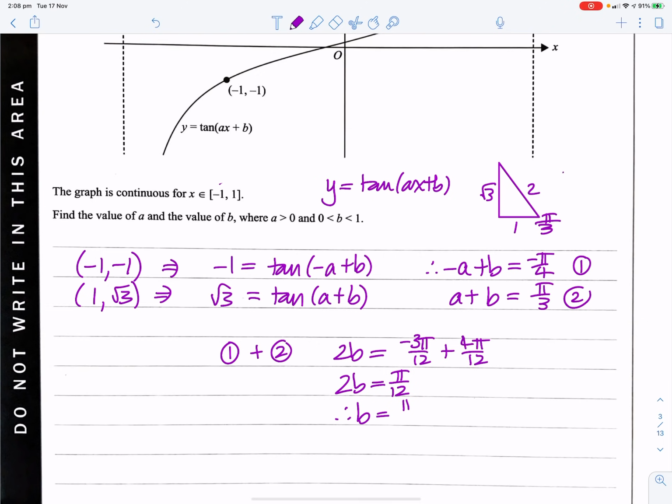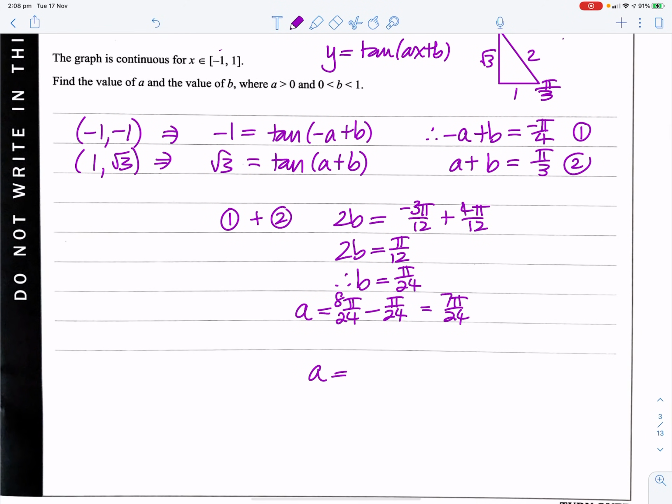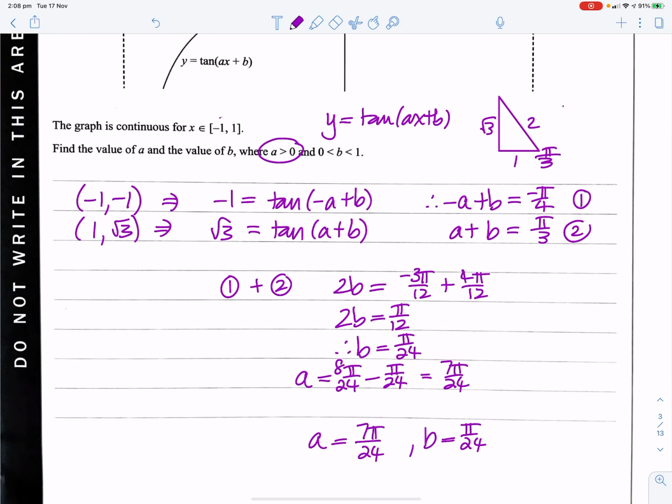So b is equal to pi on 24. If we sub that into the second one, we get a is pi on 3 minus pi on 24, which is 8 pi on 24 minus pi on 24, which is 7 pi on 24. So a is 7 pi on 24. B is pi on 24. A is greater than 0. B is between 0 and 1.